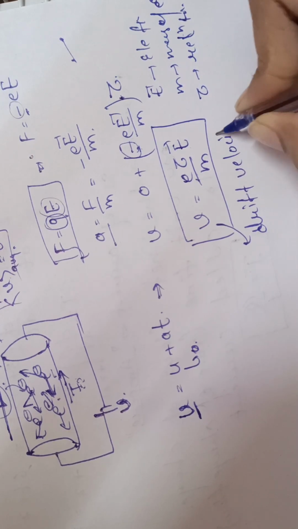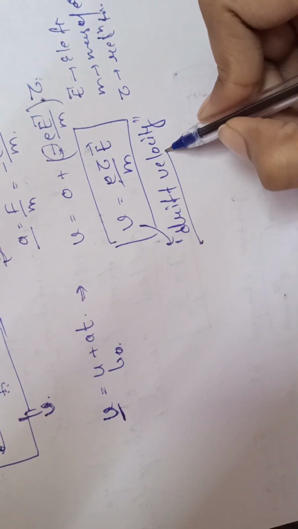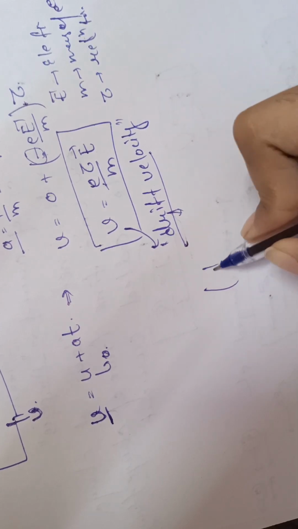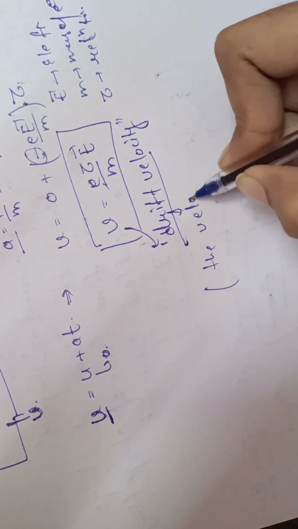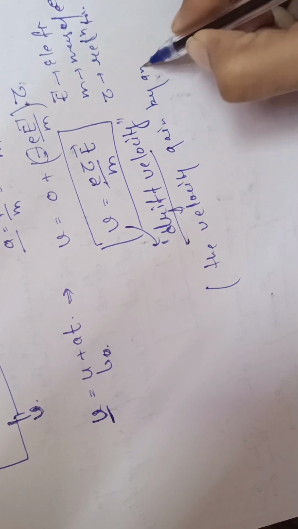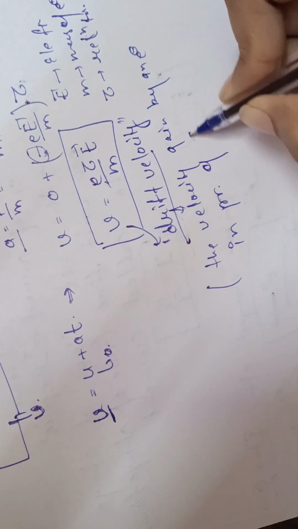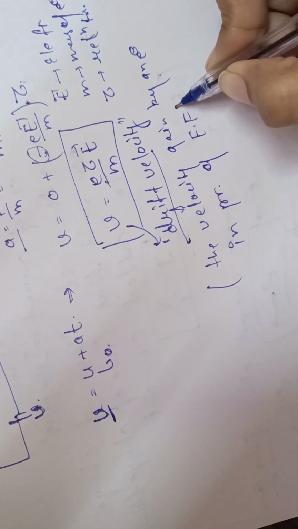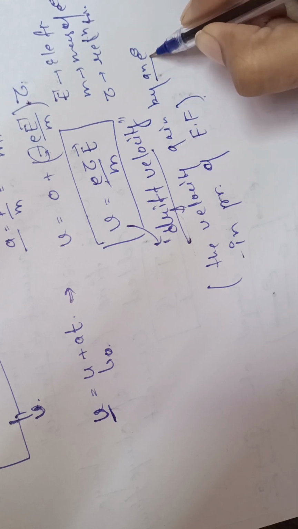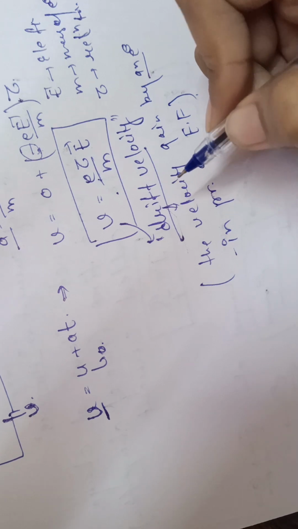What is the drift velocity? We just found out the drift velocity. So basically the definition of drift velocity is the velocity gained by an electron in the presence of an electric field. If we put an electric field, then the velocity gained by an electron is called the drift velocity, and this is the formula of the drift velocity.